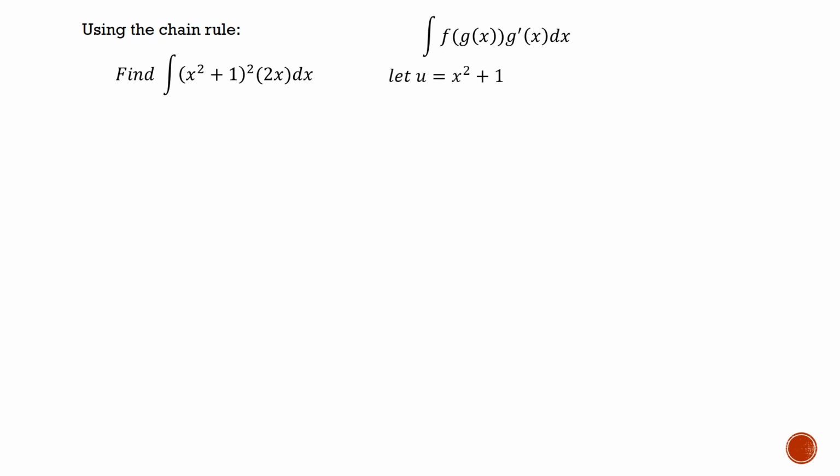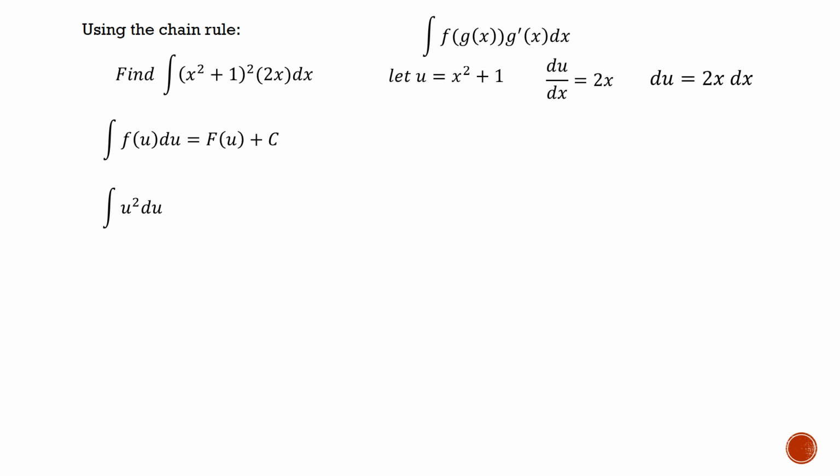So what we're going to do is we're going to let u equal x squared plus 1. We're going to take the derivative of both sides and end up with du/dx equal to 2x. Cross multiply, and therefore du is equal to 2x dx. Now, because we're using the chain rule, we're going to use this formula, which is the integral of f of u du. And all we need to do is find the antiderivative with respect to u, and then add that constant. Now, we have u squared du.